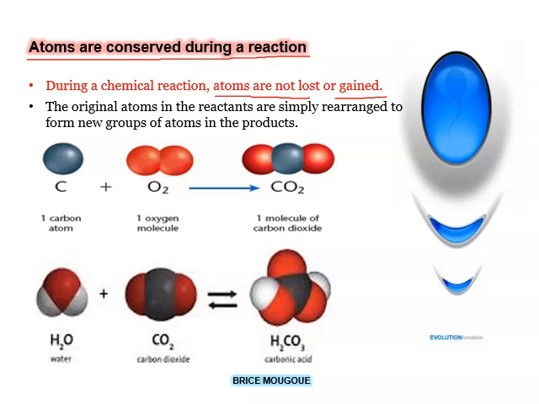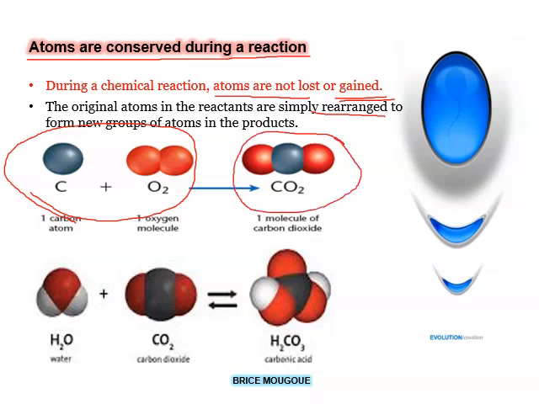That's the same thing that happens during a chemical reaction. Atoms are not lost or added, they are not gained. It means that the original atoms that are found in the reactants simply rearrange themselves to form new groups of atoms in the products. There's just a rearrangement. There's nothing that is subtracted, there's nothing that is added.